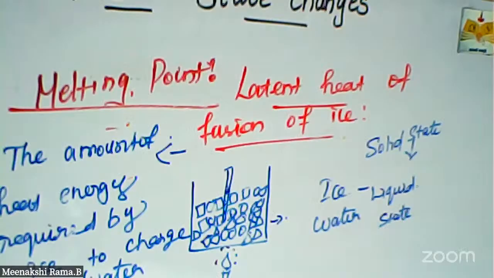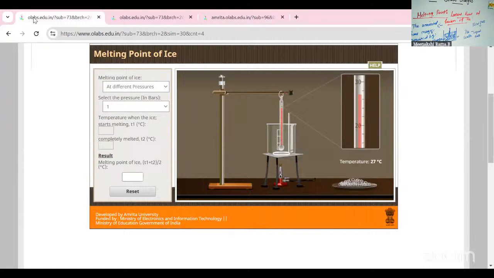Next one. Next process, yes, the melting point of ice. What are the apparatus? Ice cubes, a beaker, and then stands to hold the thermometer, a tripod stand and the burner. So from the simulation, we are going to understand the concept of the melting point of ice.